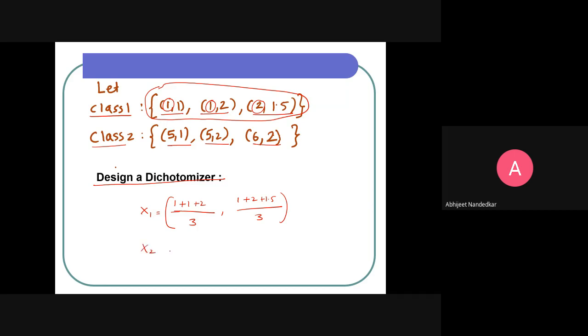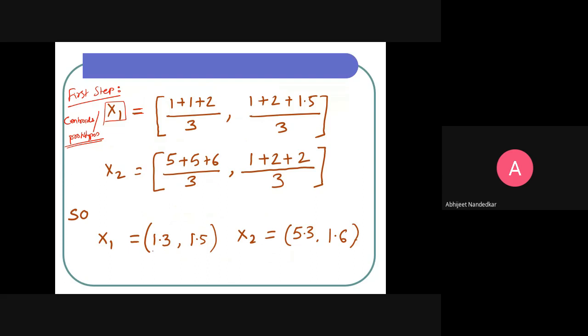Then you calculate the second prototype. You take group 2 now. You take the first dimension, that is 5 plus 5 plus 6 divided by 3. Then you take 1 plus 2 plus 2 divided by 3. So this is very simple prototype calculation. If you solve this, you will get two prototypes.